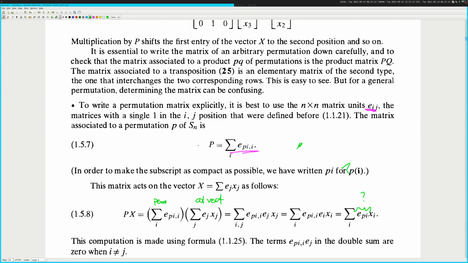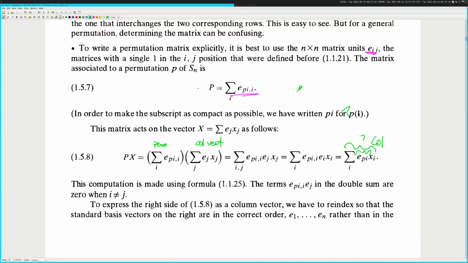Oh, okay. So this is saying this is a column vector. So it's okay. That makes sense. I'm sorry, I can't explain the notation.